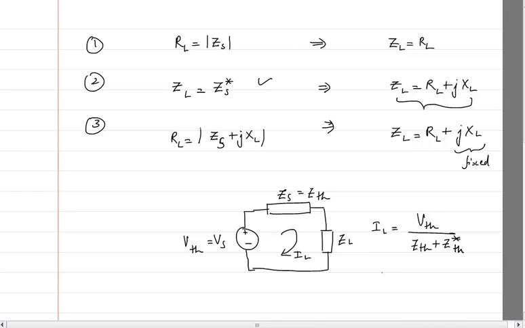Anyway, this is going to be IL, and our power is going to be IL square into RL, where RL is the resistive part of ZL. RL is the resistive part or the real part of ZL.